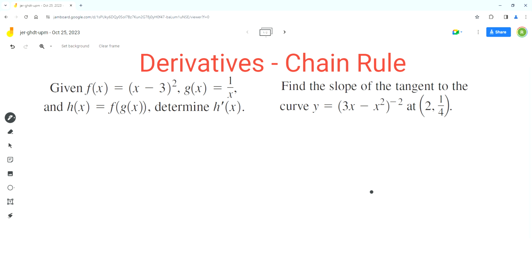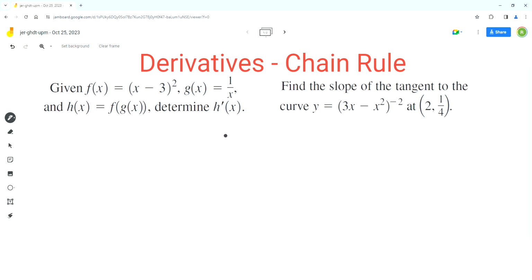So in this video, we'll solve these two problems using the chain rule for derivatives. So let's start with our first problem on the left side. Given f(x) = (x - 3)^2, g(x) = 1/x, and h(x) = f(g(x)), determine h'(x).